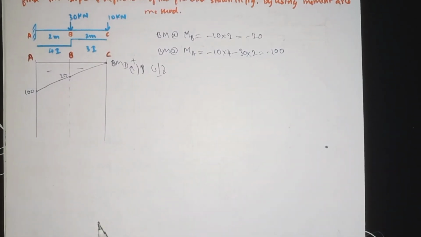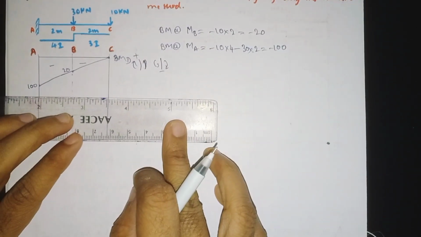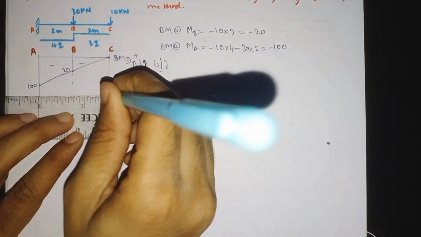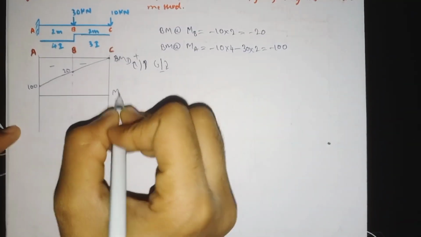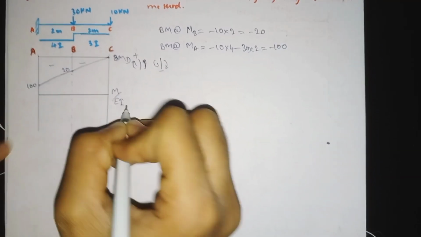So now we need to draw the M divided by EI diagram. Whatever bending moment values we got, we need to divide these values by EI.